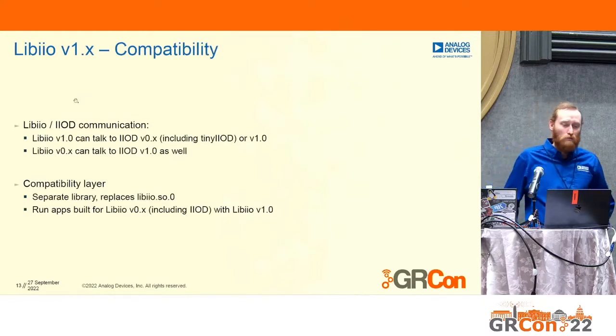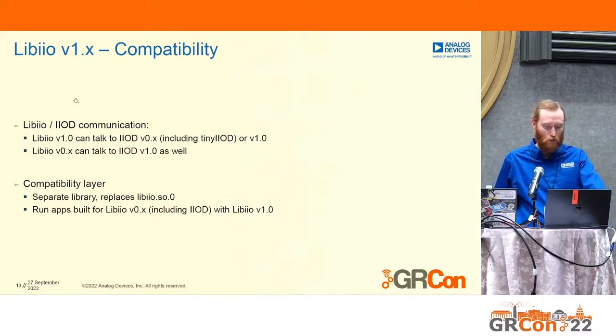A bit about compatibility. If we consider the communication between Libiio and the IIOD server, basically now everybody can talk to everybody: version 0 to version 1, version 1 to version 0, and obviously version 1 to version 1. There's also a compatibility layer that is a separate library. It replaces the old library and allows running old applications compiled with Libiio version 0 on top of Libiio version 1 and getting the benefits of the new library.